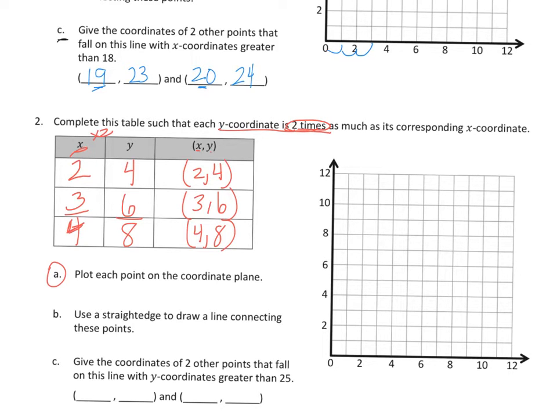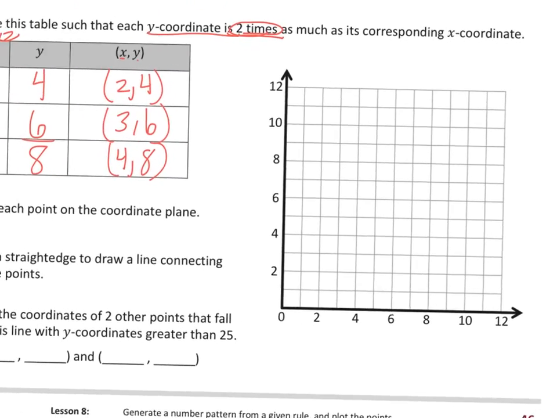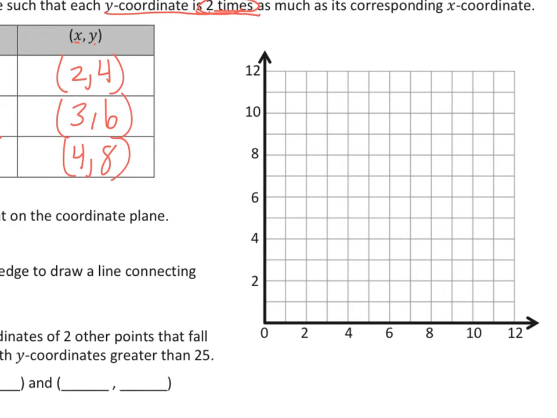A says plot each. So I'm going to come down here and I'm going to zoom in a little bit again because I want to make sure I get these points right. This time I'll try to label these. 2, 4, that's going to be right here, and I'll label it like that with my coordinates. 3, 6. And then my last one is 4, 8. So there are my 3 points.